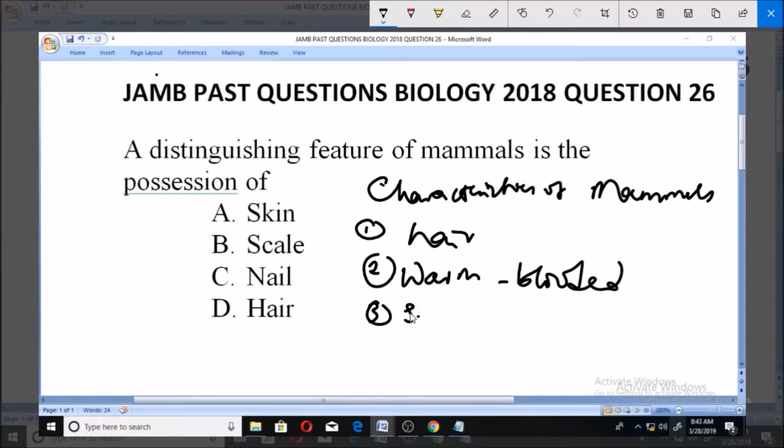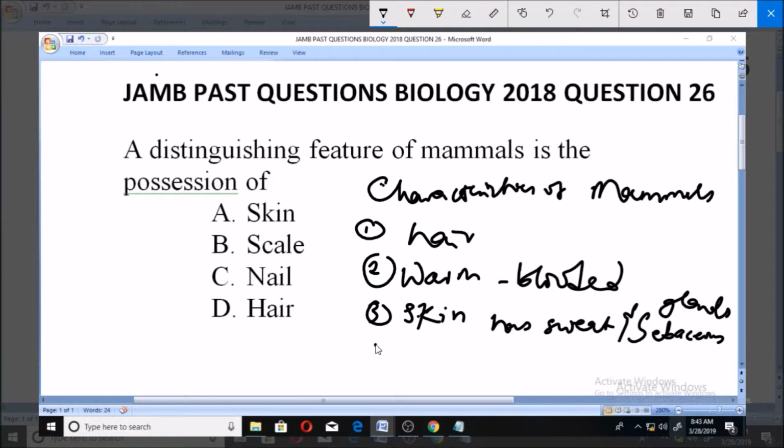Number three, mammals have skin, and their skin has sweat and sebaceous glands. You know about this, the sweat and sebaceous glands. So that is another characteristic of mammals. Then number four, there is possession of different types of teeth. Mammals possess different types of teeth.